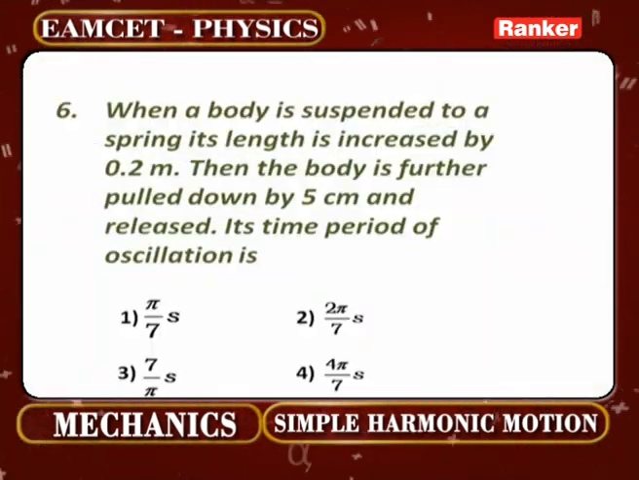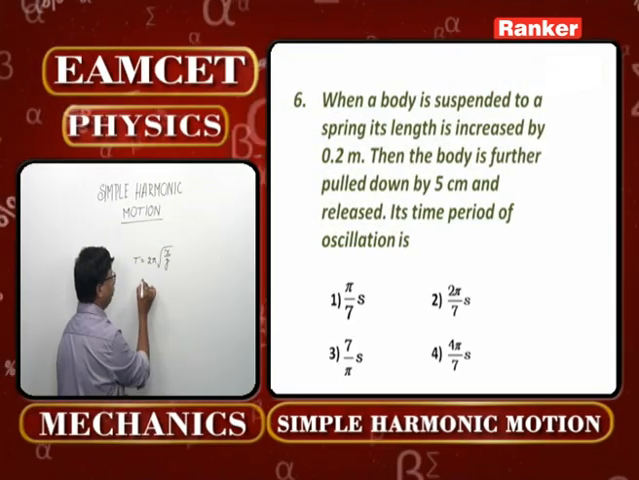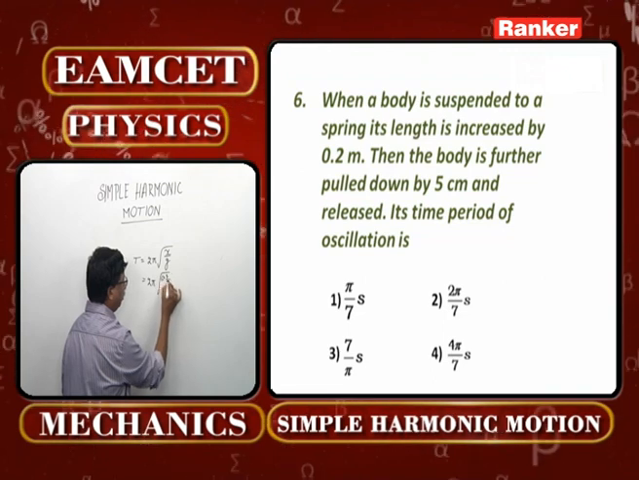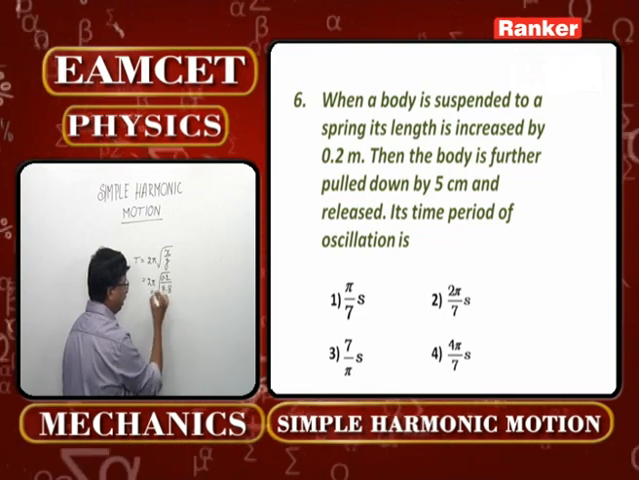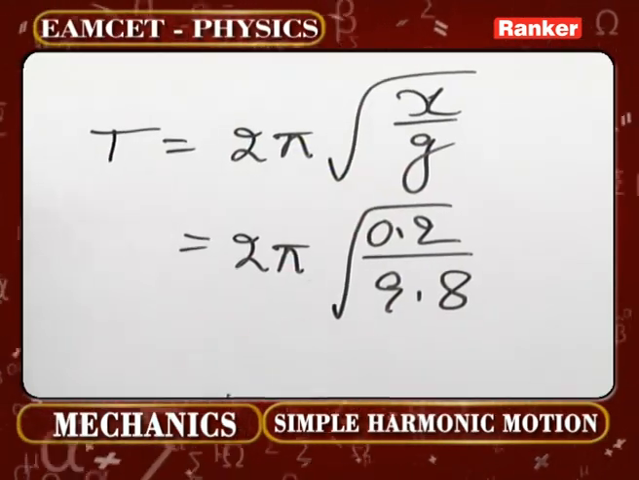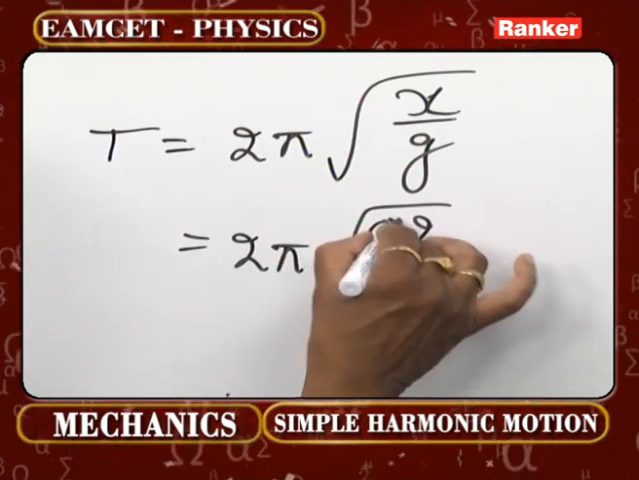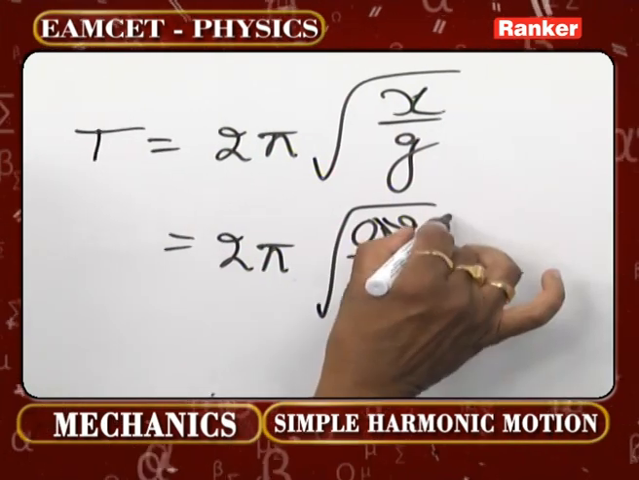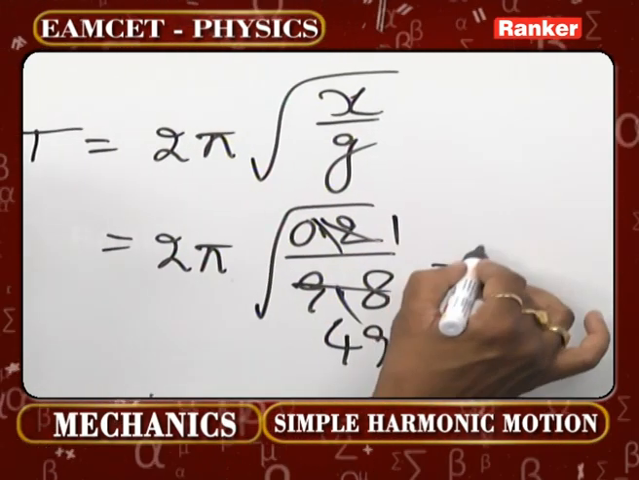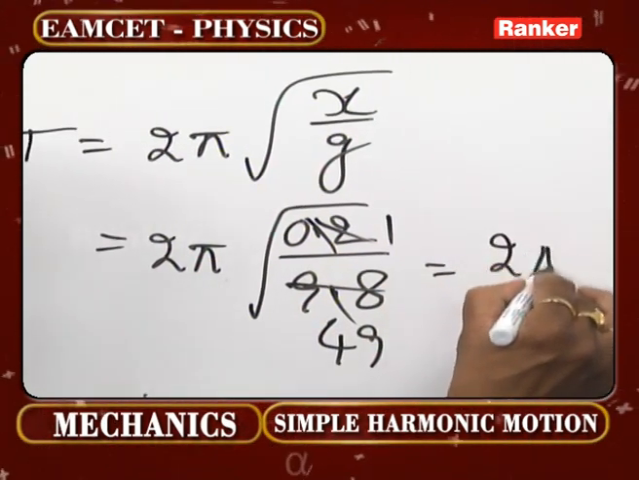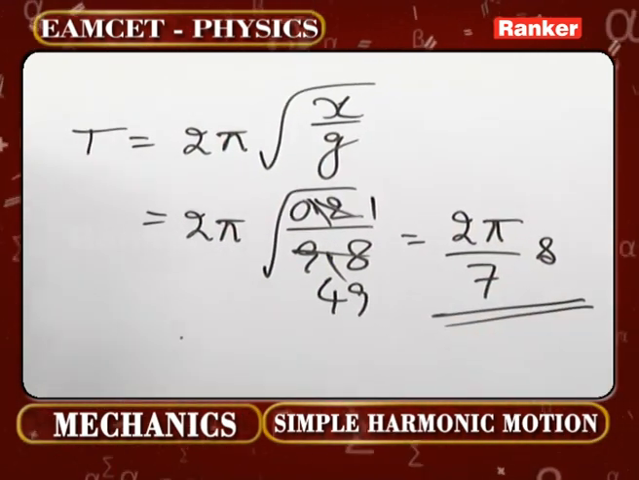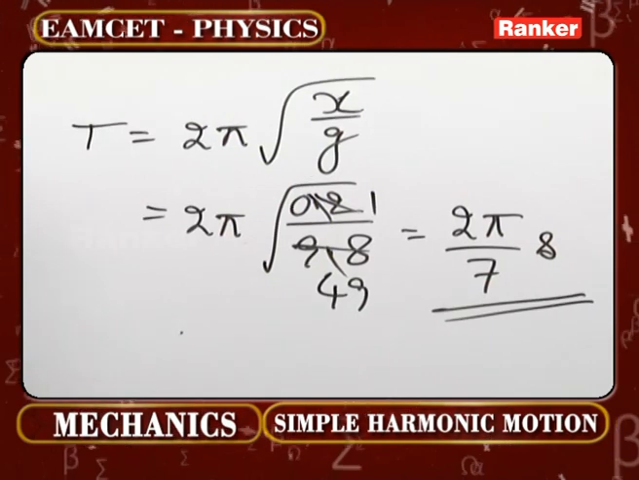How much is the elongation? That is 0.2. So you can write directly 2π√(0.2/9.8), the value of g that is there. Of course, the point you can cut it off. 2 cancels 49 times. So it is 1 by √49. Is it not 1 by 7? So 2π/7 seconds. That is going to be the corresponding time period of oscillation of the body.